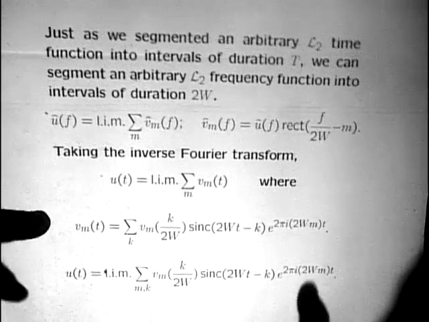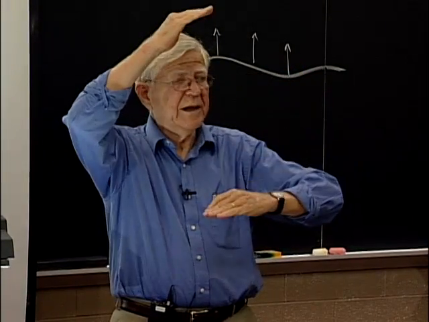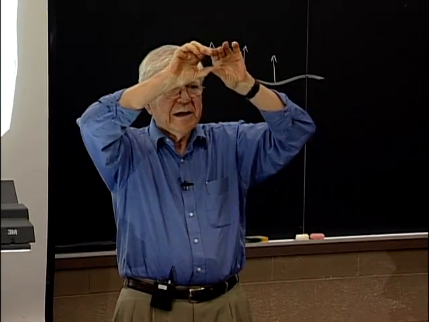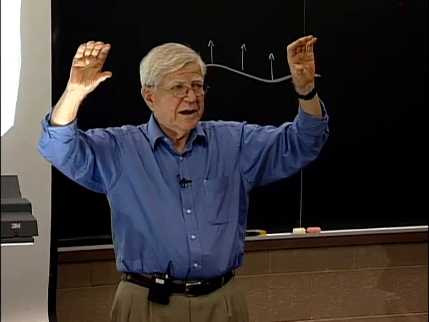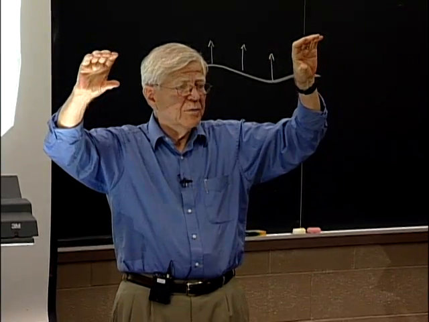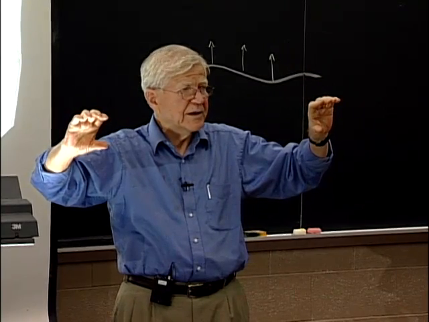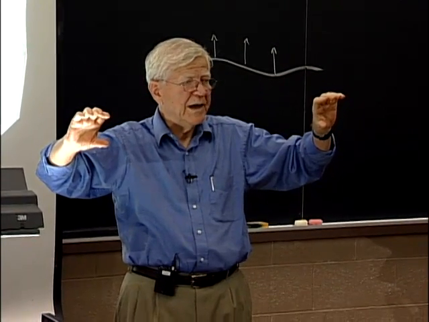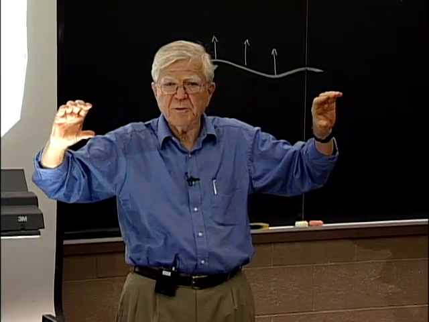Okay? So all we're doing here is starting out with some arbitrary frequency function. We're segmenting it in frequencies. Each frequency band then has a DTFT associated with it. When we take the inverse Fourier transform of that DTFT, what we get is a sampling expansion for that particular frequency band.